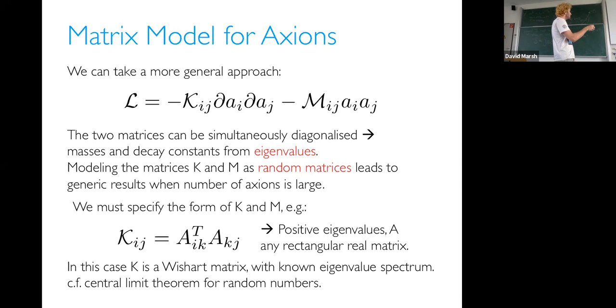So we need to specify the particular distribution it takes, which depends on the form that these matrices take. For example, we might write K_ij as A A transpose for 2 matrices A. If A is any rectangular real matrix, then this guarantees that K has positive eigenvalues, which means that we have canonical kinetic terms. I always have a minus sign because I have a mostly positive metric signature. In this case, K is what's called the Wishart matrix with a known eigenvalue spectrum.